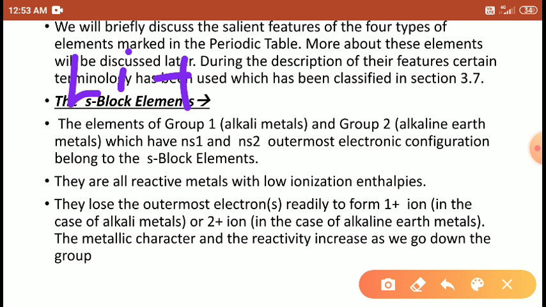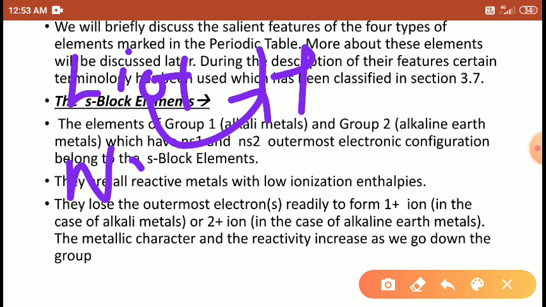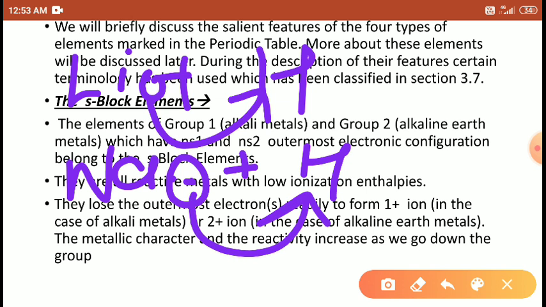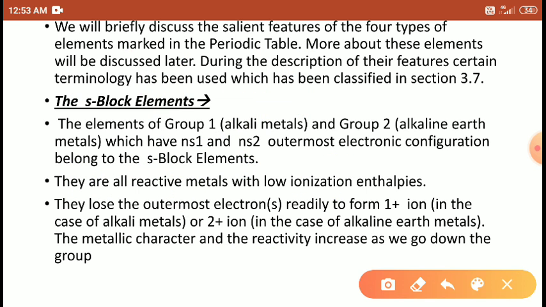Lithium, when it reacts with hydrogen, easily releases an electron to the hydrogen. Similarly, sodium's one valence electron is easily donated to the hydrogen. So it means the outermost electrons of group 1 or group 2 elements are easily transferred to another element. That's why it is called low ionization enthalpy.